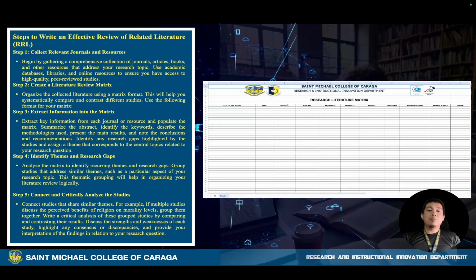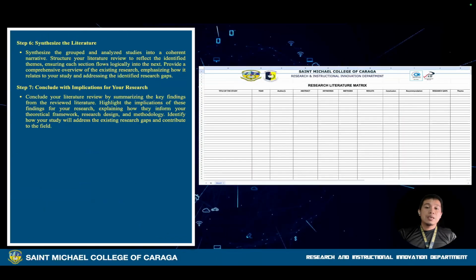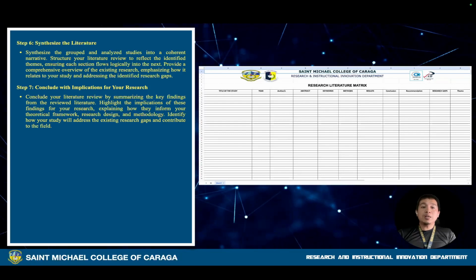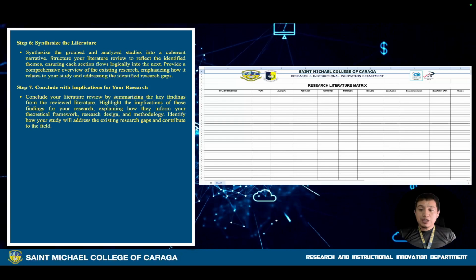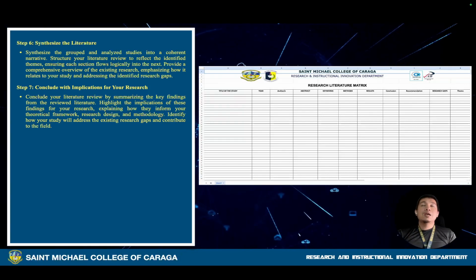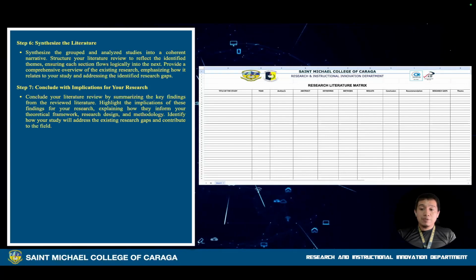Step five would be connecting the ideas and critically analyzing the studies. And then the sixth part is that you need to synthesize the literature and conclude with implications for your research. Now remember, what we want you to have is a thematically organized literature review.